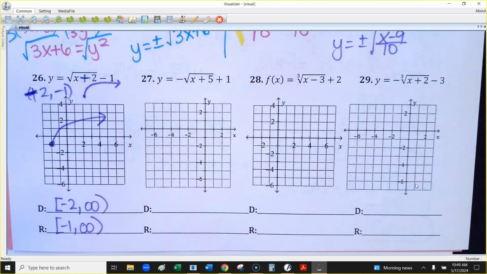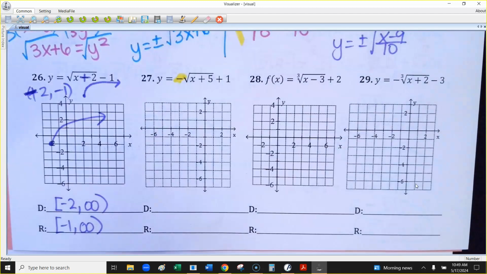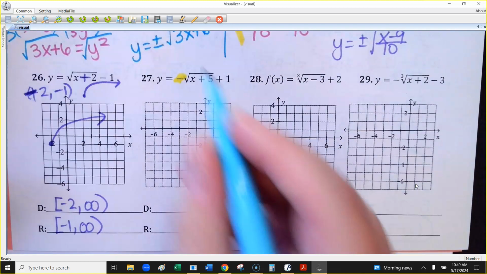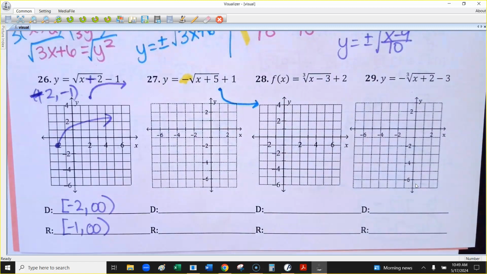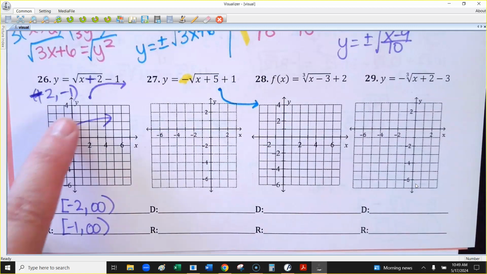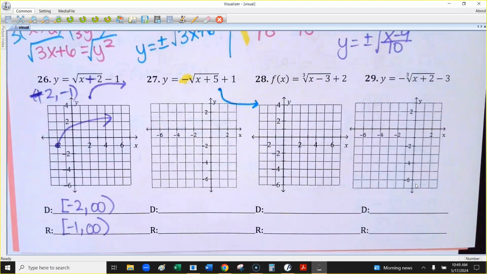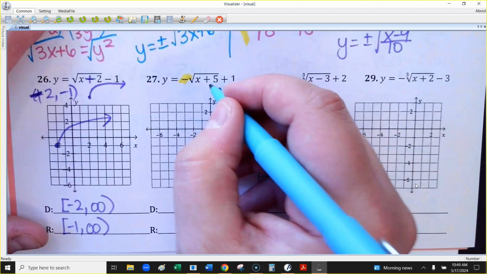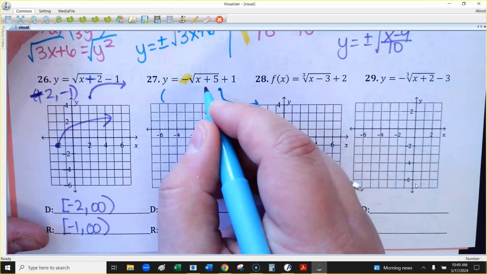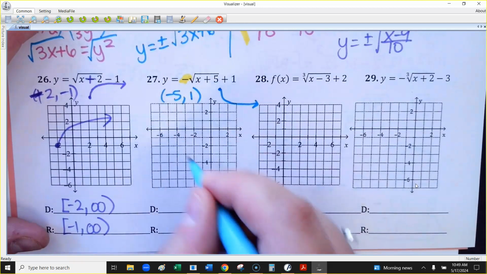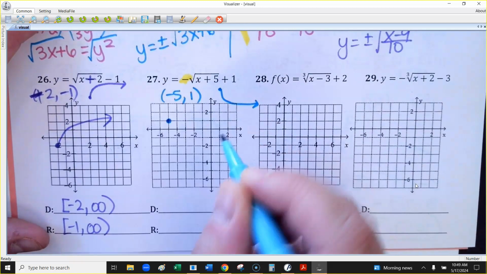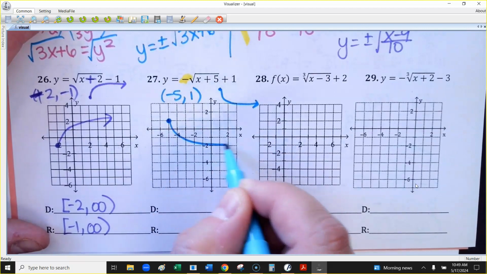All right, now this one, you guys, if you have a negative in front, so see this is still a square root, but a little negative in front, you can do this. It's just the bottom half of that sideways U. So it would be a reflection of this. Now, pretend I did this correctly. If I actually did my opposite copy correctly, this one would be -5, +1. So it'd be like right here. And then it would just kind of swoop down to the right.